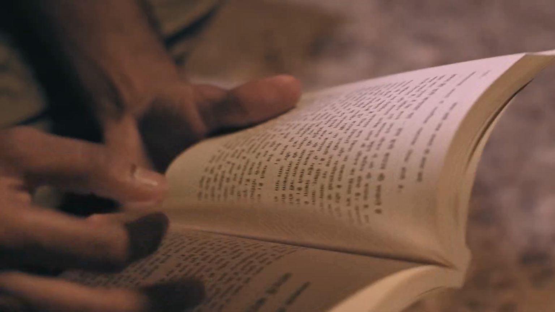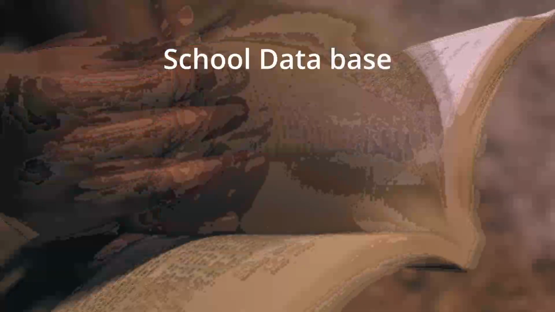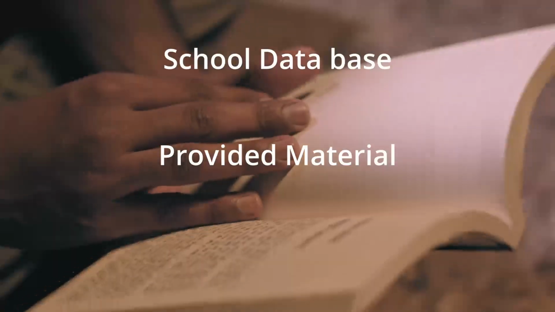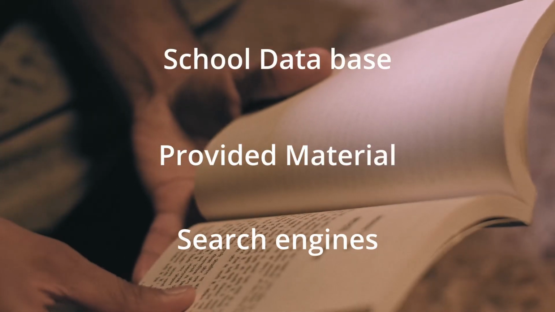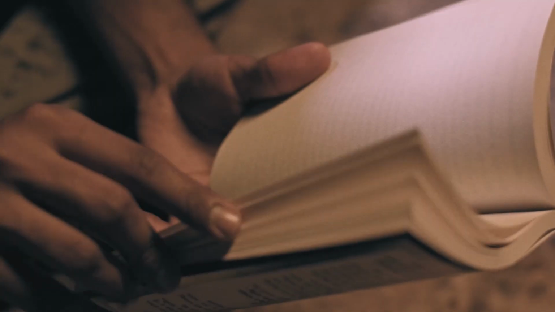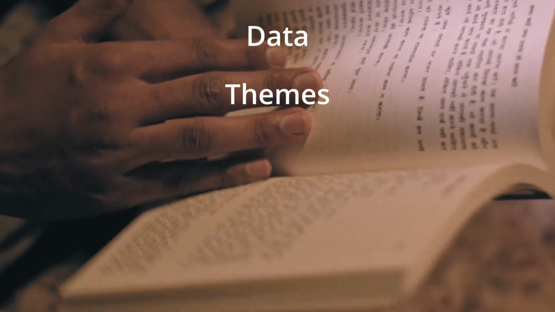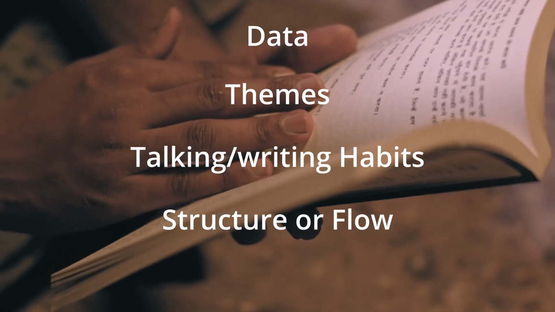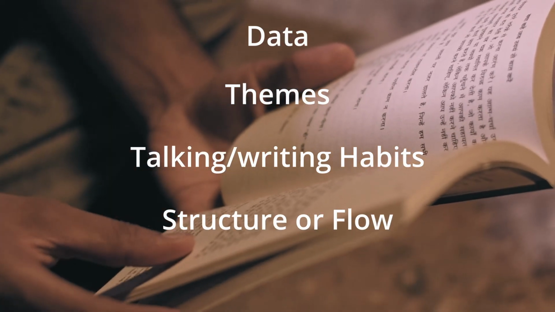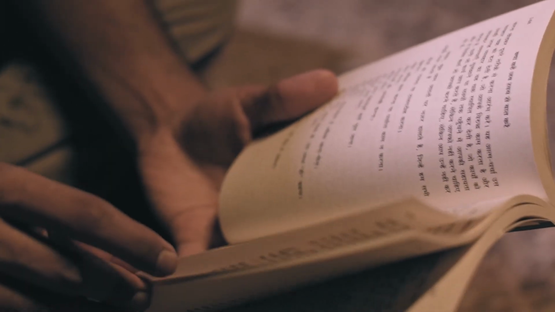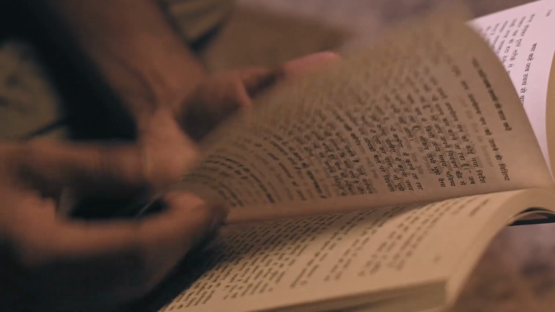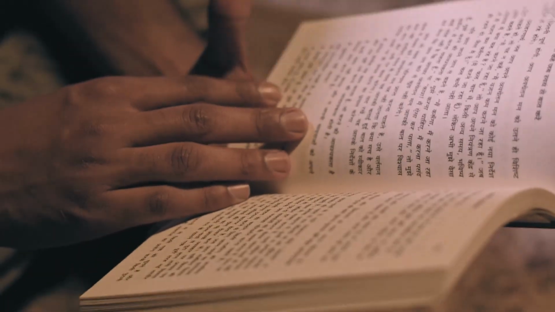Step 1. You need to skim the material you have collected through sources like your school database, professor provided material, or even through search engines like Google. Your goal is to find anything that stands out to you, and I do mean anything. Data, themes, talking/writing habits, to even the structure of the flow of the material. Hell, you can even make comparisons to how many semicolons an author uses compared to another.